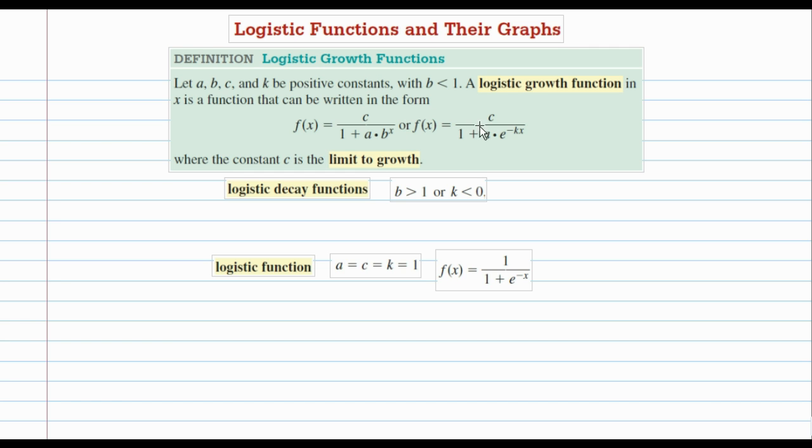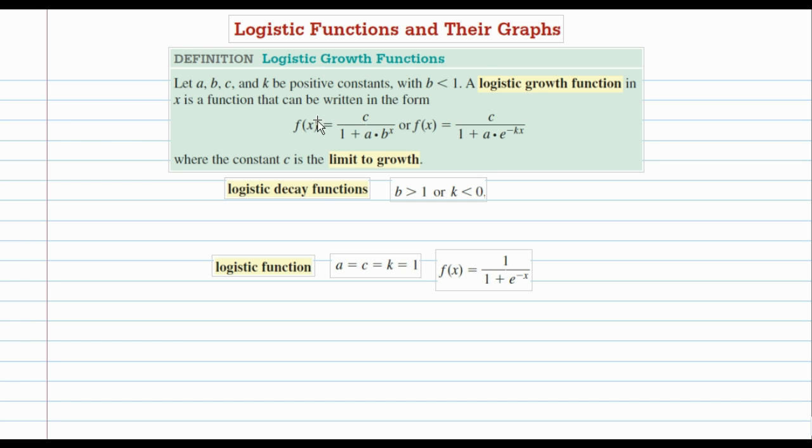Or we could see this as the form, since b to the x can be written as e to the negative k times x, we might see it in this form as well. Or even simpler, we might see it as this form down here. So we have three different ways that we might see a logistic growth function. We're mostly going to be dealing with these two forms up here.